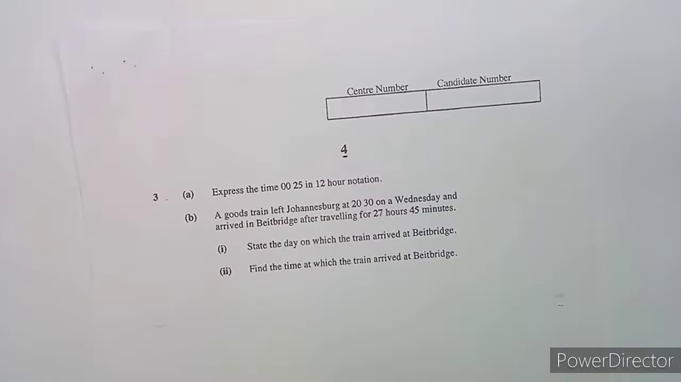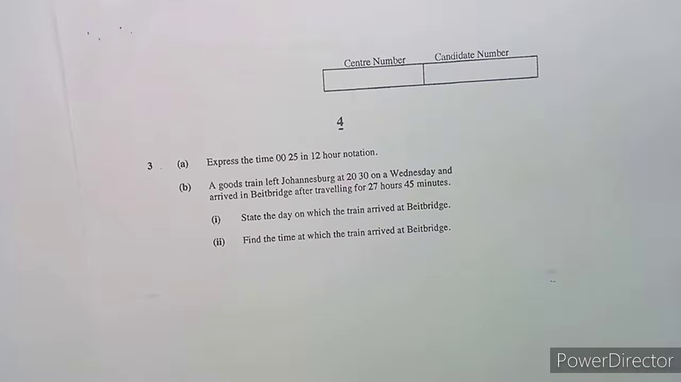All right. Then we are given in this case that there is a goods train which left Johannesburg at 20:30 on Wednesday and arrived in Bedbridge after traveling 27 hours 45 minutes, which means you're talking of a day and some minutes there.